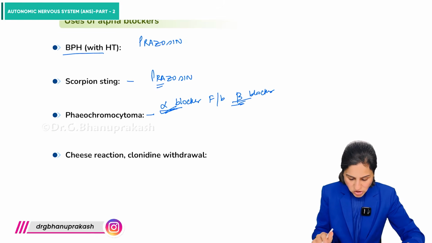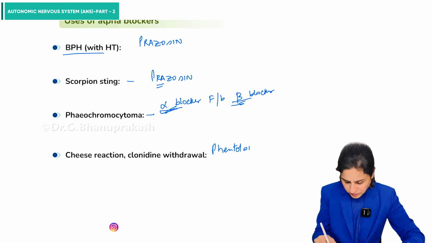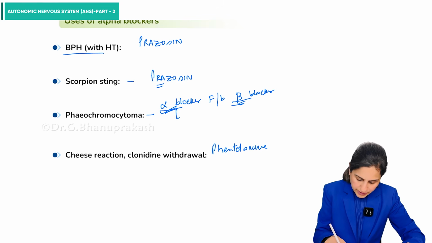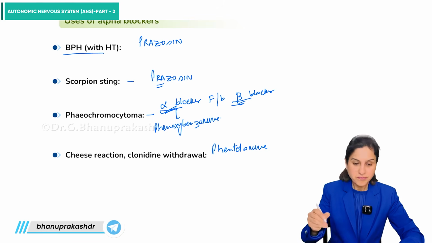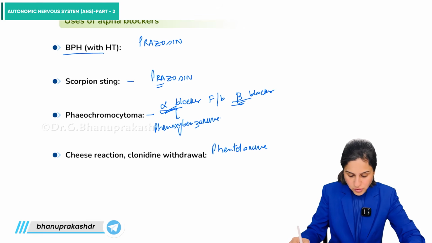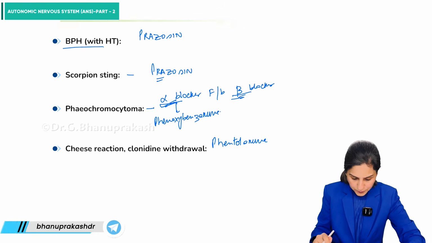Then in the cheese reaction, clonidine withdrawal, we use phentolamine. So here we can take the example of phenoxybenzamine. Okay, so these are the important uses of the alpha blockers also.